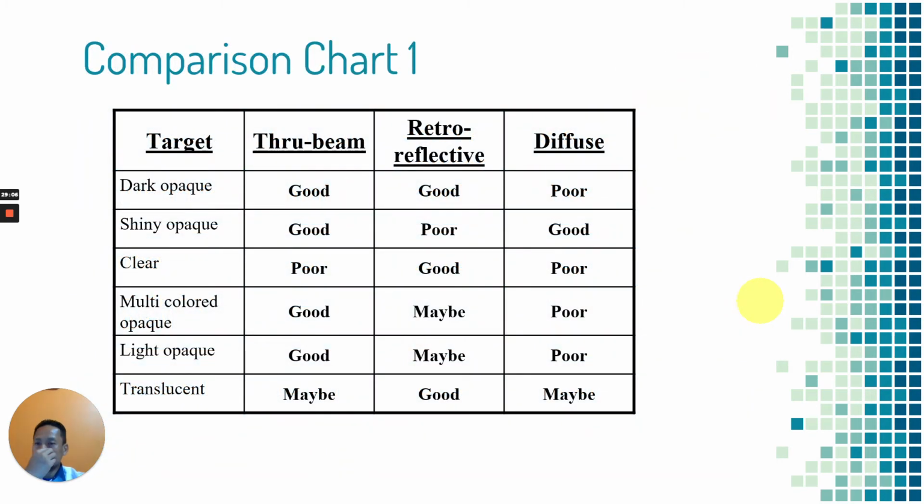For example, this is a comparison chart for dark or shiny, opaque targets. True beam is good, but for retroreflective, good and poor, and diffuse, poor and good. But true beam is better for dark and opaque. For the clear target, retroreflective sensor is good. And multicolor: multicolor may be good for true beam sensor, and poor for retroreflective and diffuse respectively.